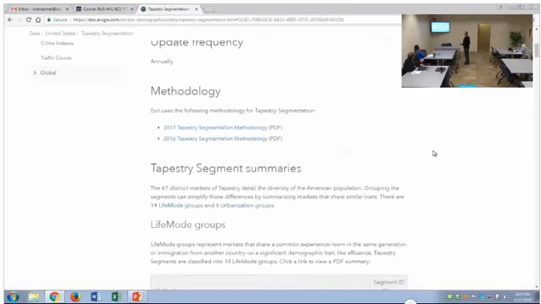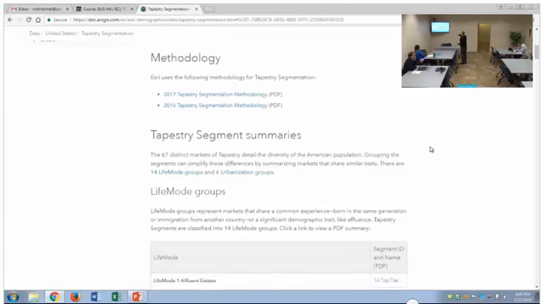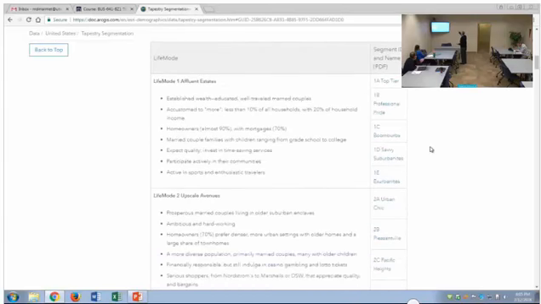All right, go to the 67 distinct markets, 14 life groups, and 6 urbanization groups. Can you page down? These are their segments, okay? Life mode 1, affluent estates, and there's 5 different ones on that. Life mode 2, upscale avenues. And it tells a little bit about it, and there's, how many of those?